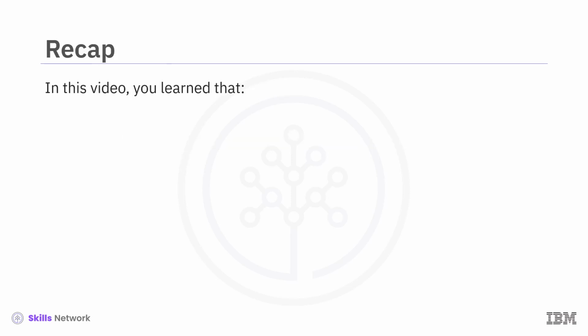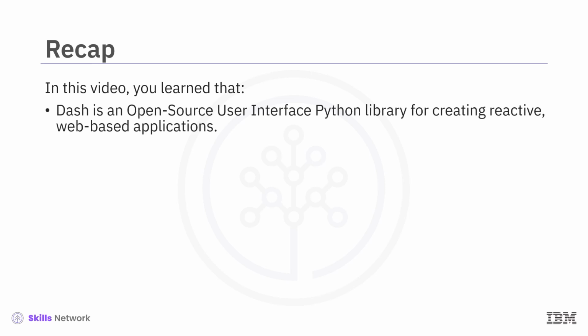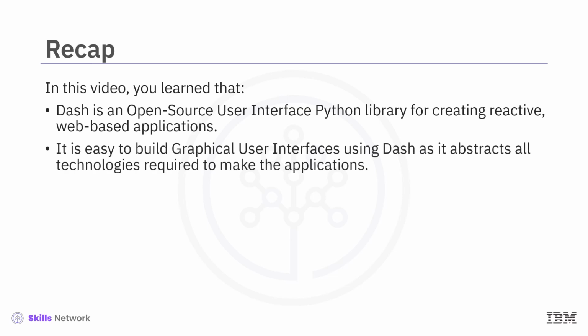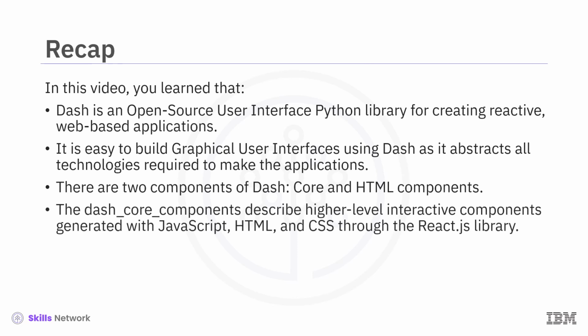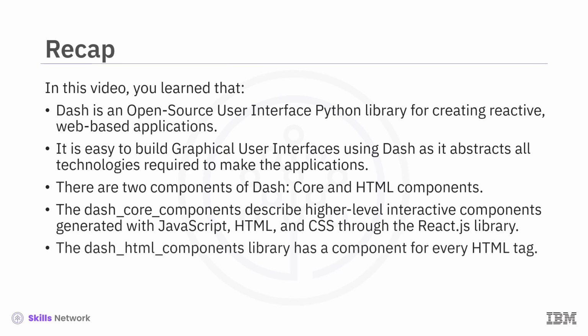In this video, you learned that Dash is an open-source user interface Python library for creating reactive, web-based applications. It's easy to build graphical user interfaces using Dash as it abstracts all technologies required to make the applications. There are two components of Dash, core and HTML components. The core components describe higher-level interactive components generated with JavaScript, HTML, and CSS through the React.js library. The HTML components library has a component for every HTML tag.